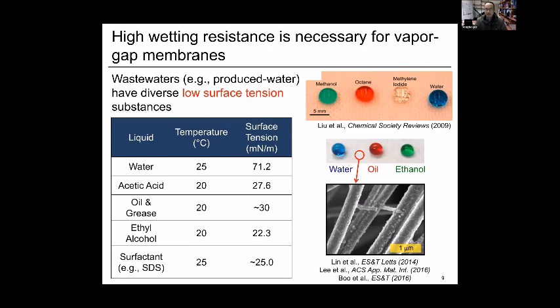So in the last decade or so, researchers have worked on developing a vapor gap membrane, which is not only hydrophobic but also omniphobic, meaning that the membrane can resist wetting against both water and other low surface tension liquids. Typically, these membranes can be fabricated by modifying the membrane surface texture, as well as surface coating using low surface energy materials.